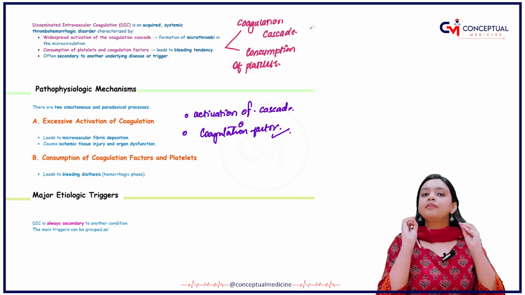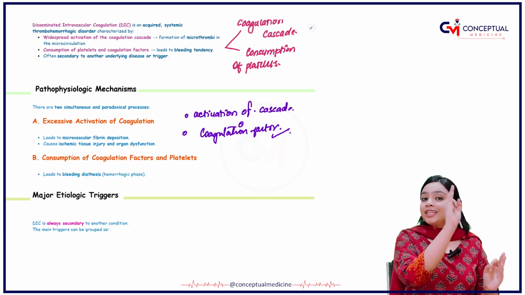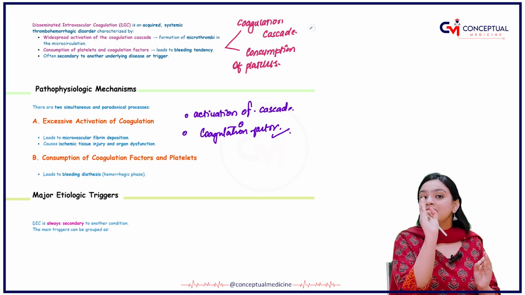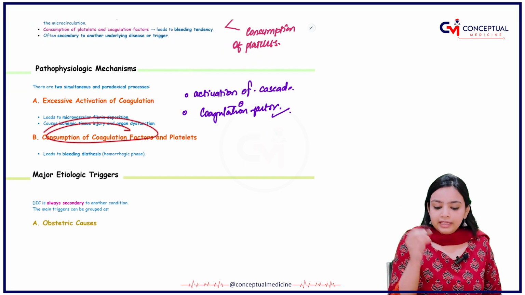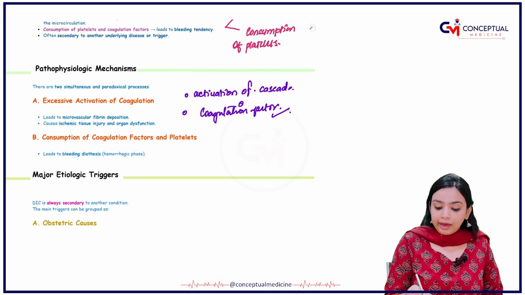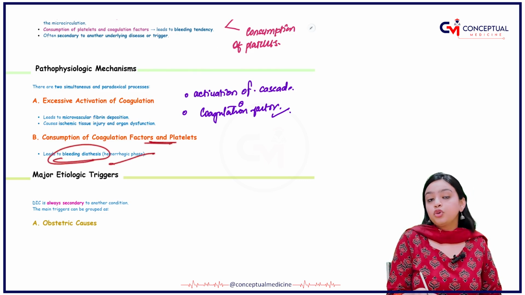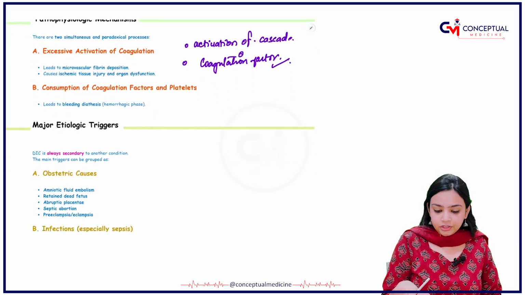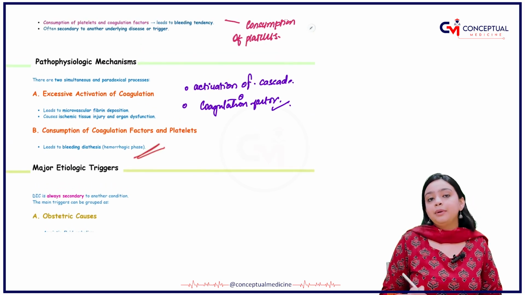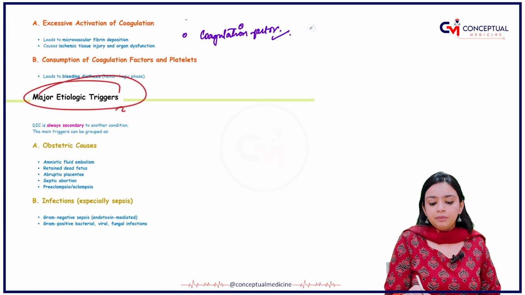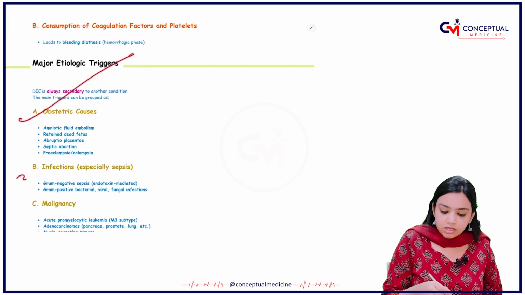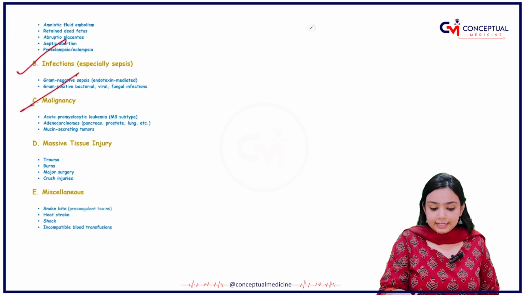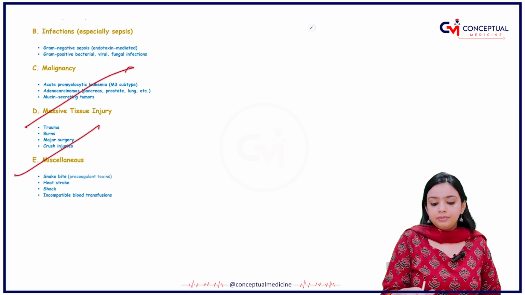And guys, we have read in pathology also, when there is ischemia, when there is loss of blood supply, what will happen? It will lead to organ damage. When there is consumption of coagulation factors, it leads to bleeding diathesis. Okay, this means it is a hemorrhagic phase. Now, what are the major etiological triggers you need to know? First are the obstetric causes, then infection, then malignancy, massive tissue injury, and miscellaneous.